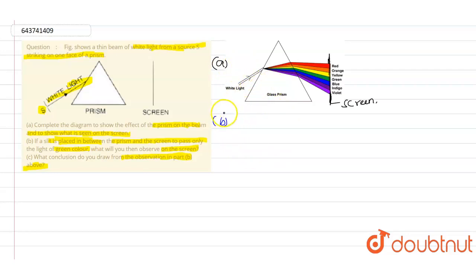So question B is given as, if a slit is placed in between the prism and the screen to pass only the light of green color, what will you observe on the screen? Okay, so that is the question of B. So when a slit is introduced in between the prism and screen to pass only the light of green color, only green color light is observed on the screen. So this is the answer for question B.